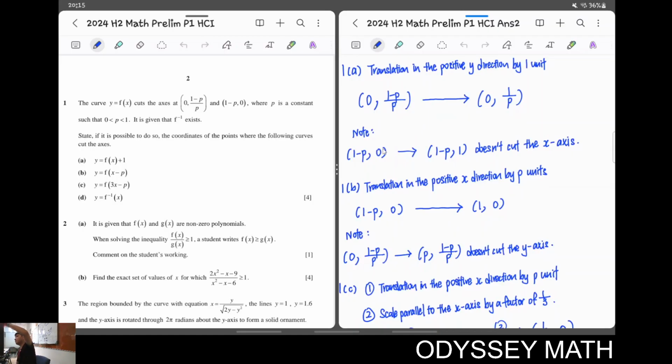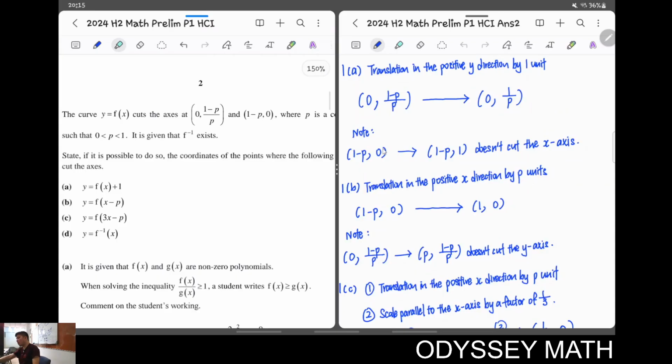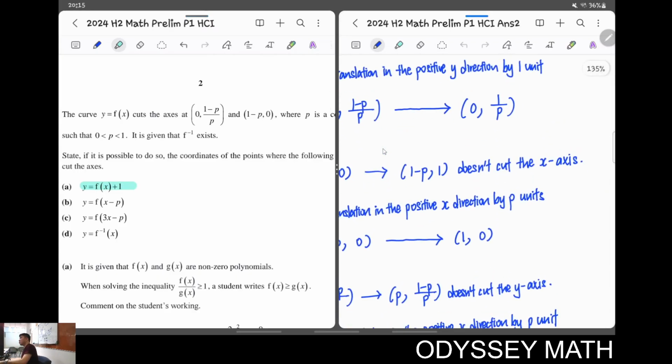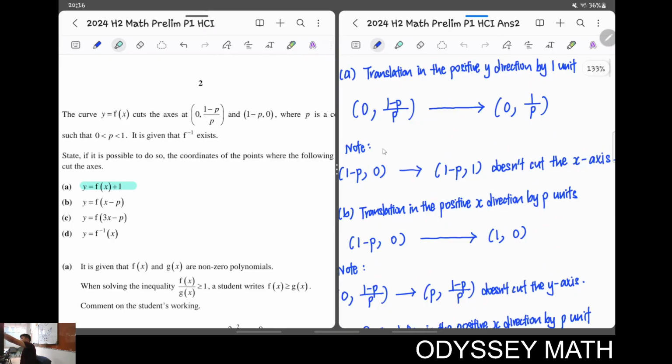So basically, after the translation, you only need to write down, for all these graphs, the points where they are either on the x or the y axis, meaning where the curve cuts the axis. Understand? So if it's y equals f(x) plus 1, it means a translation in the positive y direction by 1 unit. Agree? So you will notice that the x coordinate here remains the same, but the y coordinate here, you add 1, you get 1 over p.